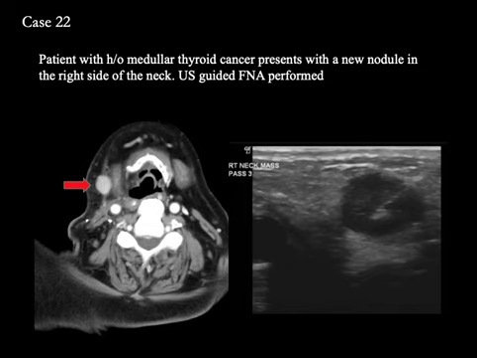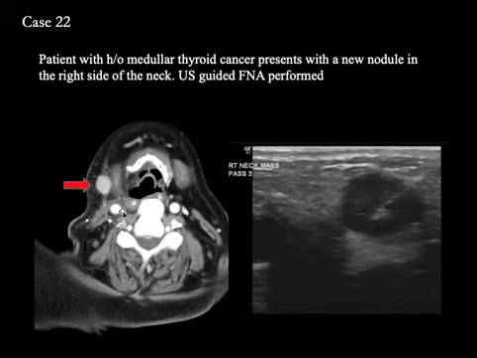Case number 22, a patient with history of medullary thyroid cancer who presents with a new nodule in the right side of the neck. Now remember, medullary thyroid cancers are not differentiated thyroid cancers. They arise from parafollicular or the C cells that secrete calcitonin in the thyroid. And these are neuroendocrine in origin, so that tells us that we can also use indium-111 octreotide to image these patients. We can also use gallium-labeled dotatate to image these patients as well.